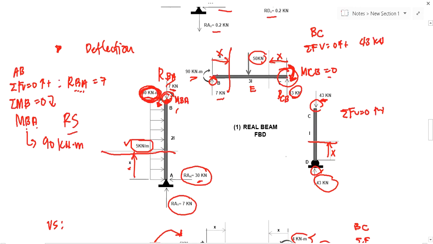Okay? So yung AB, ang origin natin is at A. Sa BE, ang origin natin is sa B. Sa may CE, ang origin natin is sa may C. And for CD, ang origin natin is sa D. Yun yung magiging 0 natin.